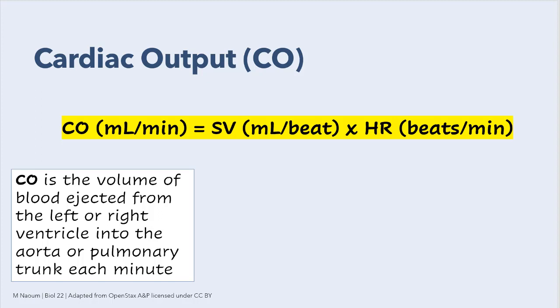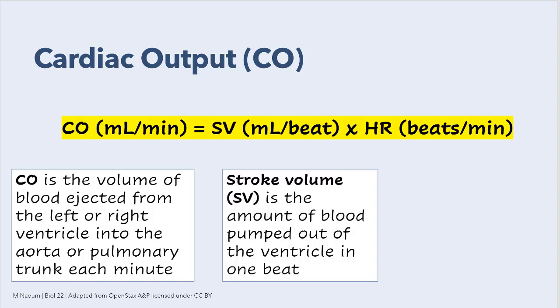Cardiac output refers to the amount of blood that the heart ejects or releases into the arteries from the ventricles every minute. This is called cardiac output, or CO. Cardiac output is influenced by two major factors. The first one is stroke volume, or SV. We've seen that term before.